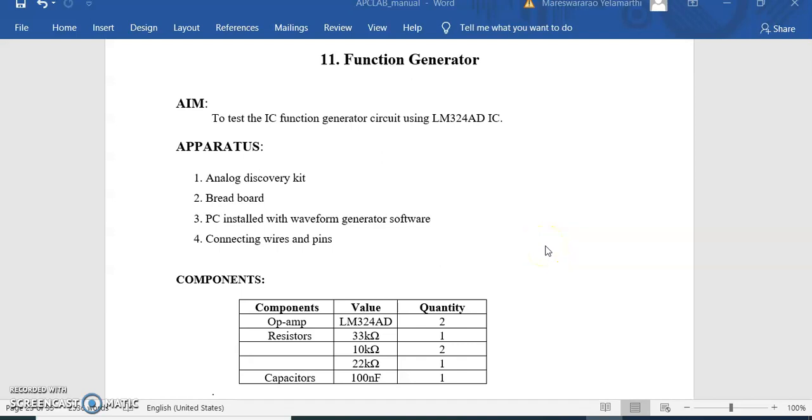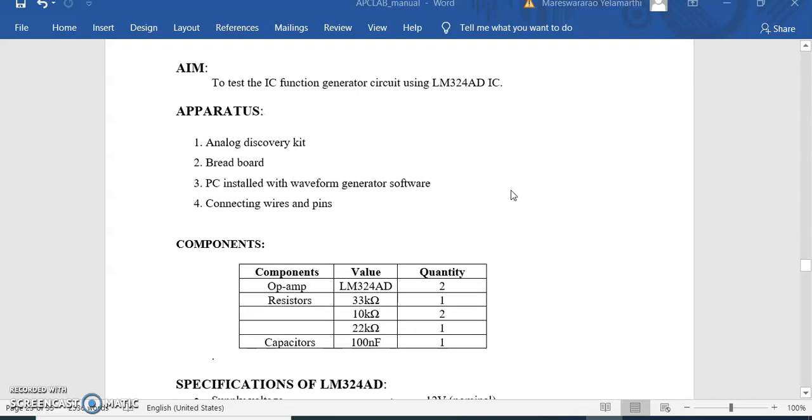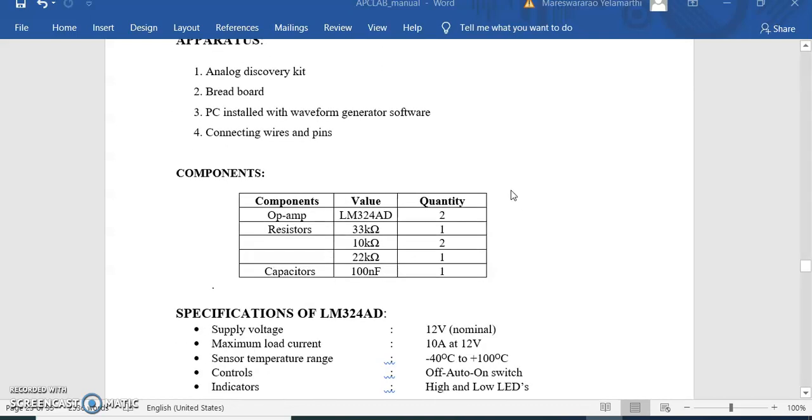Good morning. Our next experiment is function generator using LM324 IC. The aim of this experiment is to generate a square wave and triangular wave using LM324 AD, and also we need to find the frequency of that generated square wave. The components required for this circuit are LM324 AD IC, 33 kilo ohm resistor, 10 kilo ohm resistor, 22 kilo ohm resistor, and 100 nanofarad capacitor.